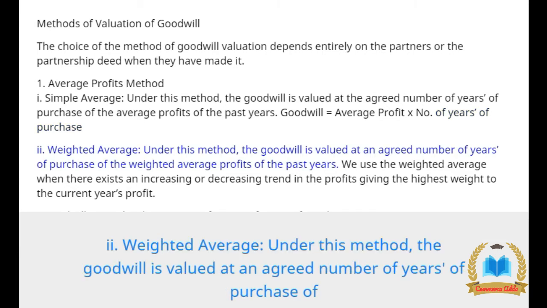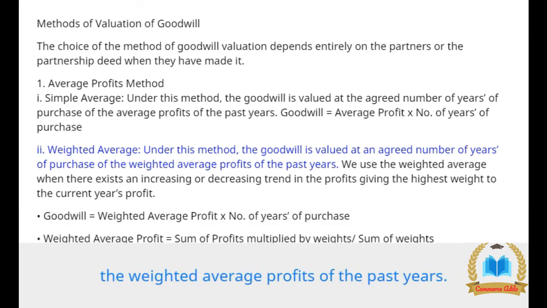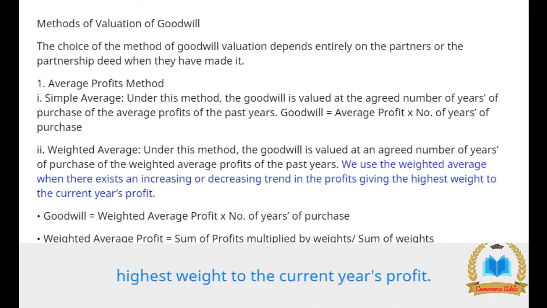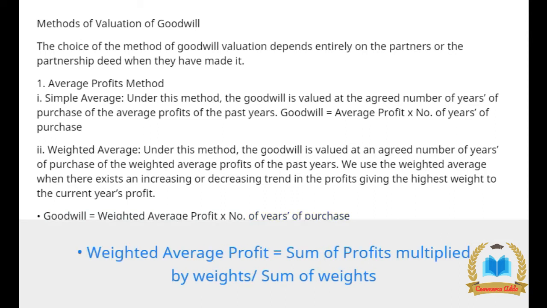2. Weighted average. Under this method, the goodwill is valued at an agreed number of years of purchase of the weighted average profits of the past years. We use the weighted average when there exists an increasing or decreasing trend in the profits, giving the highest weight to the current year's profit. Goodwill equals weighted average profit x number of years of purchase. Weighted average profit equals sum of profits multiplied by weight / sum of weights.